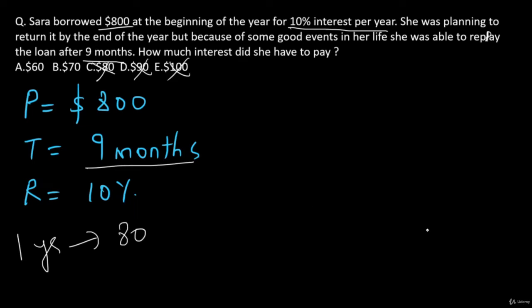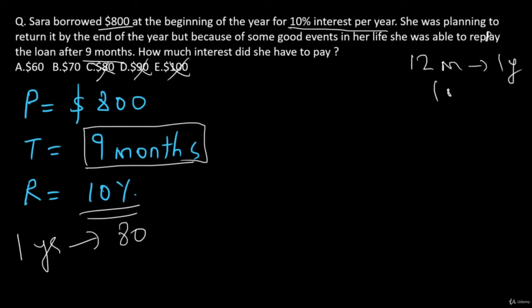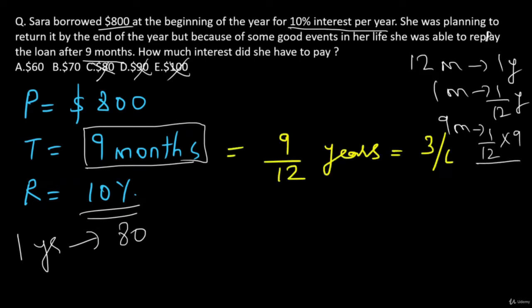All right, now let's proceed. Remember, it's based on the concept that we have discussed. The rate of interest and the time period should be in the same unit. So over here you have 9 months, and this rate of interest 10% is for 1 year. So let's convert 9 months into years. We know 12 months is 1 year, so 1 month is 1 by 12 of a year, and therefore 9 months will be equal to 1 by 12 into 9 years. So 9 months is equal to 9 by 12 years, which can be simplified as 3 by 4.